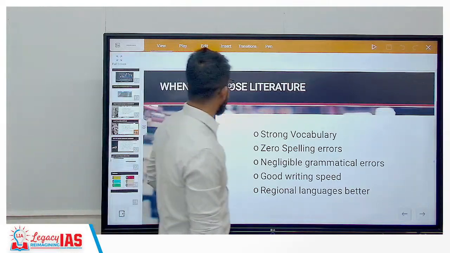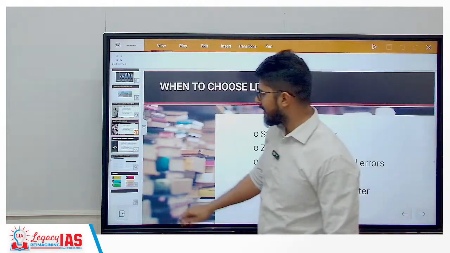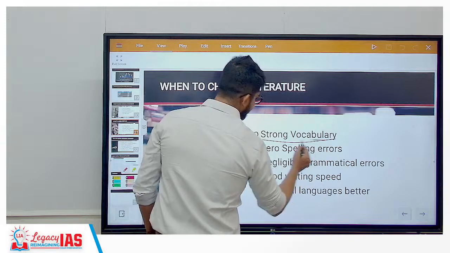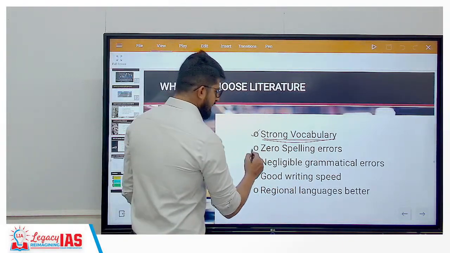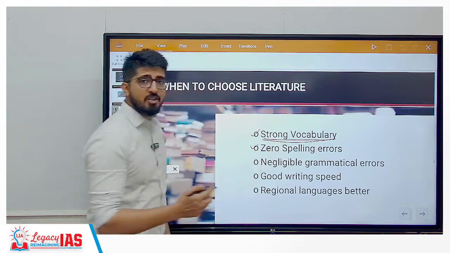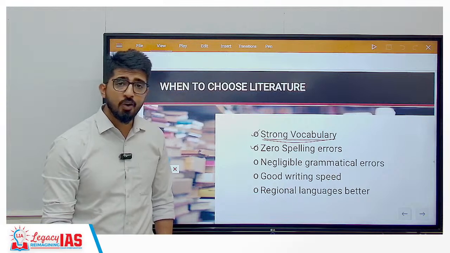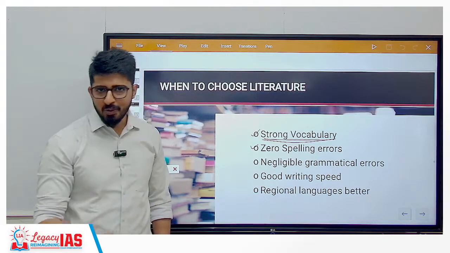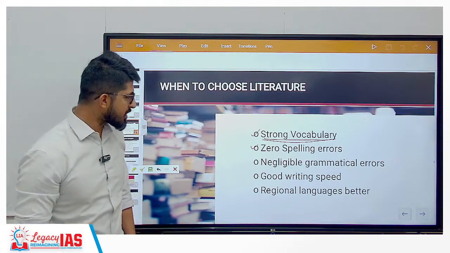And next is literature. The factors to be considered: a good, strong vocabulary would be really helpful. Second, this is important. Why? Because you have to make sense of the questions that have been asked. They are not going to be very lenient and use simple words to ask questions. They are going to be complicated. So your vocabulary has to be strong.